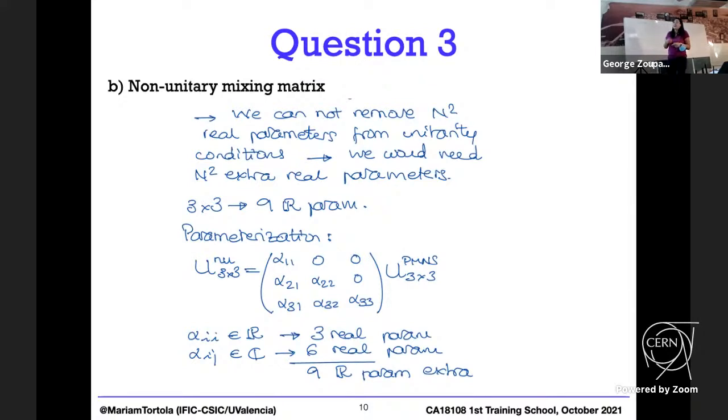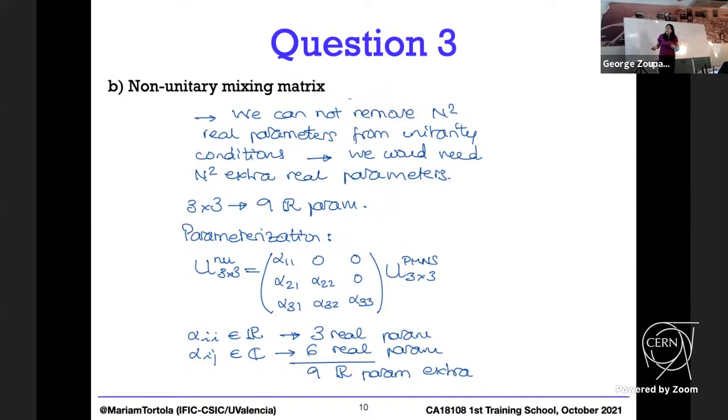Okay? And there are several ways to parameterize the non-unitary 3 by 3 matrix, but one that I find very convenient and interesting, and that I use to get constraints on the non-unitarity of the mixing matrix from neutrino data, is the one here. And the 9 extra parameters that one should add: we have these 6 alpha coefficients, the diagonals, alpha 1 1, 2 2, and 3 3 are real, so 3 here, while the non-diagonal are complex. So we have the moduli and the phases, so 9.